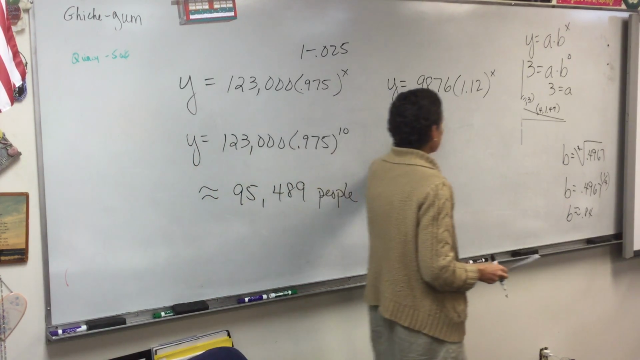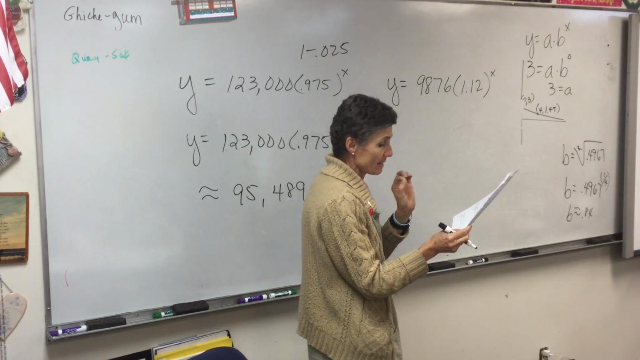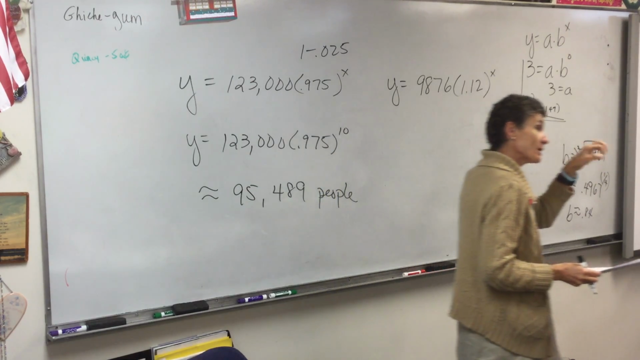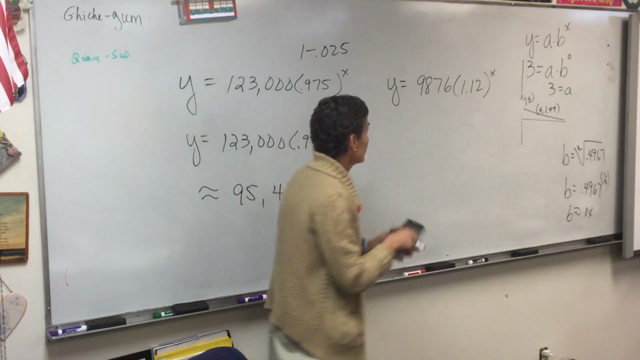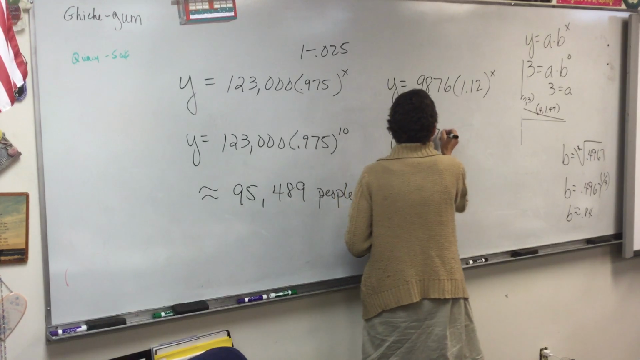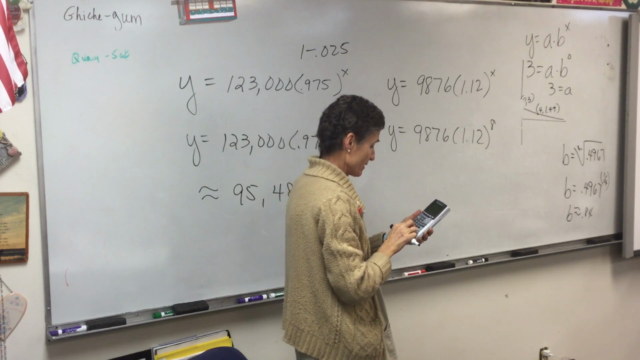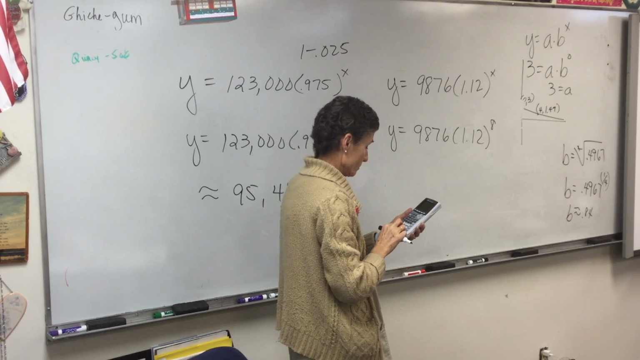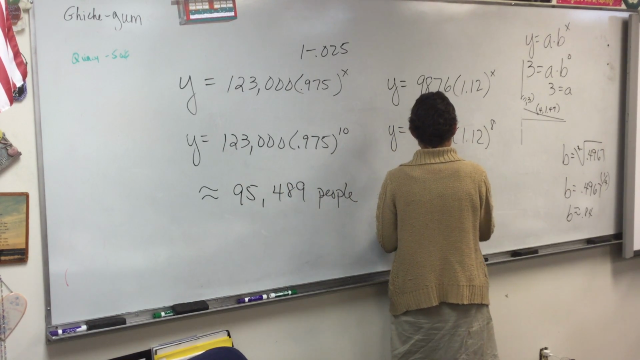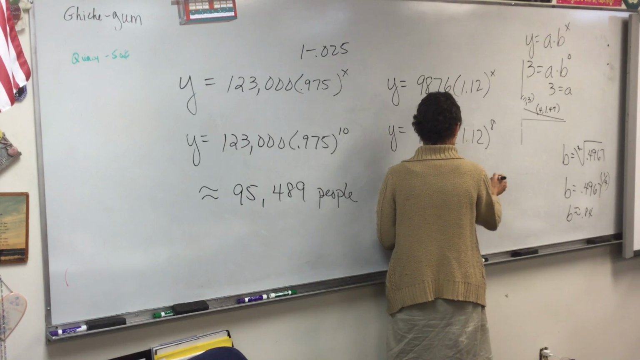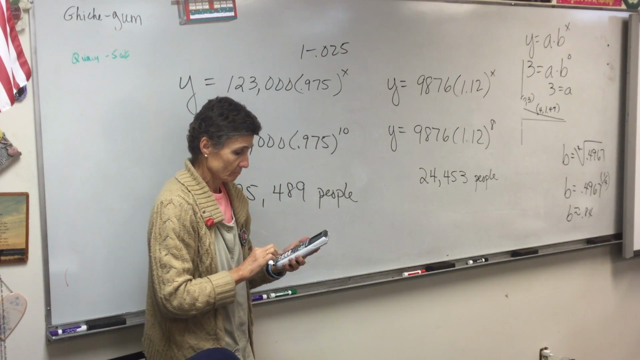Okay, so that's the formula we're going to use. Now, what are we going to put in for X? Be careful, not 10 this time, 8, because we're going from 2005 to 2013. So we're going to put 8 in there. And let's see if I can get it right this time. Don't tell me the answer. Let's see if I can get it. I got 24,453 people. Did I get it right?